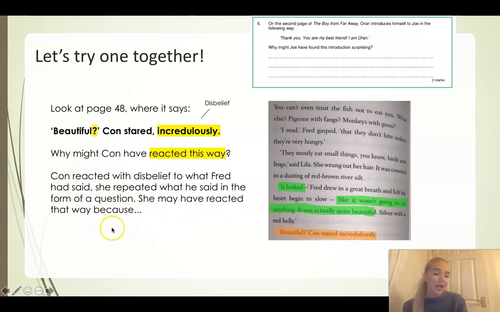So here, I haven't actually told the reader any new information. I've just made sure that the reader knows that I actually understand what the question is asking me. The question is asking me, how did Con react? Why did she react this way? And I'm now answering that first bit by proving I know she reacted with disbelief, and I can see she actually repeated what he said in the form of a question, asking, "Beautiful?"